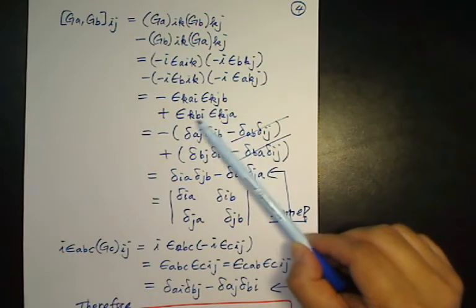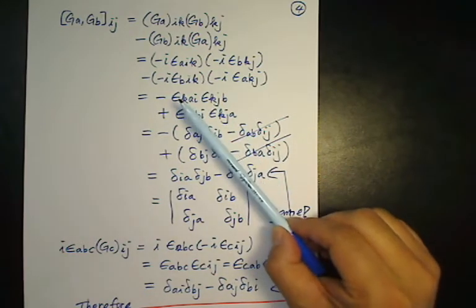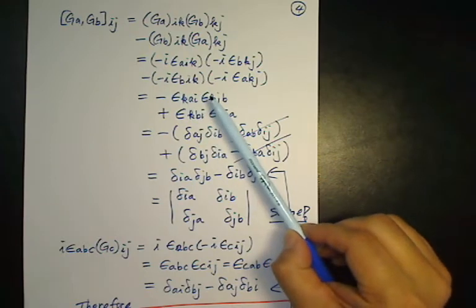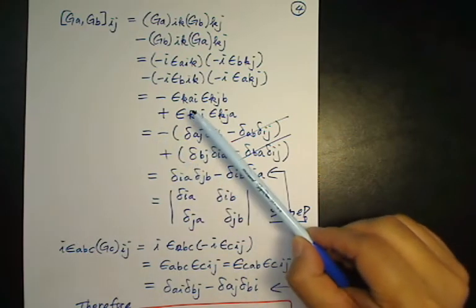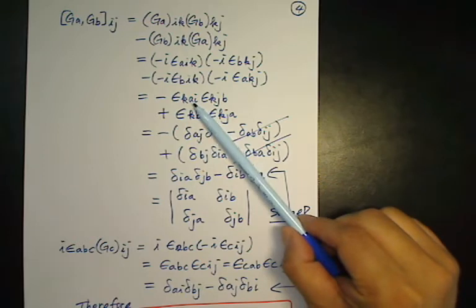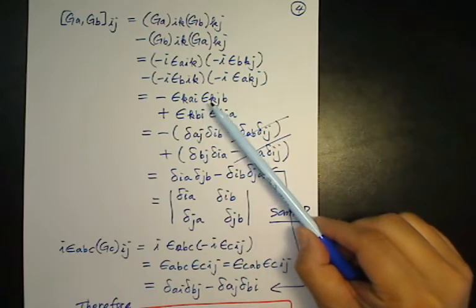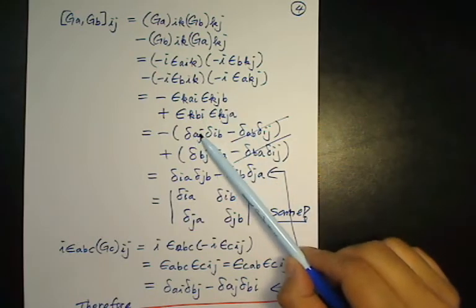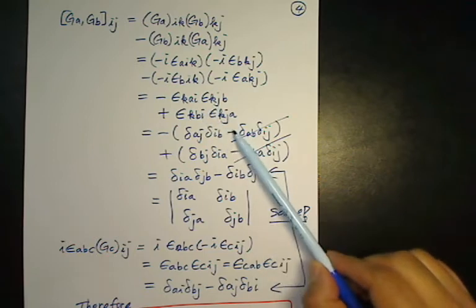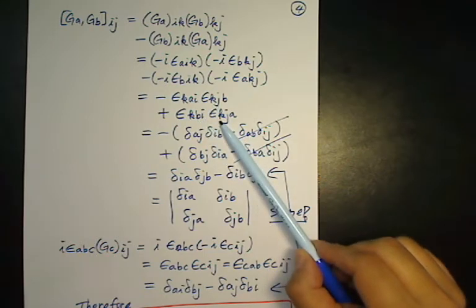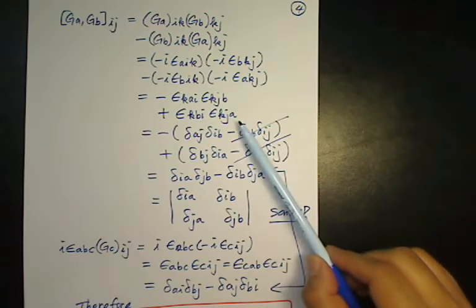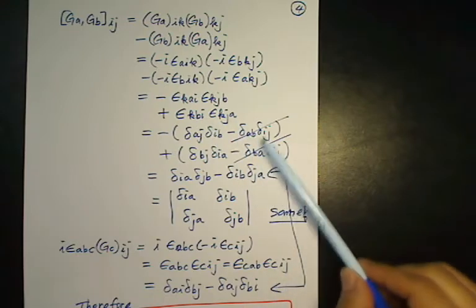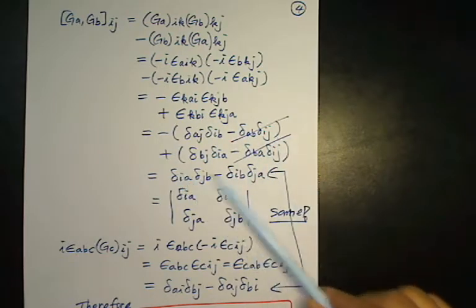So we have a repeated Levi-Civita tensor with a single repeated index. They are linear combinations of products of Kronecker deltas. That is, delta A J delta I B minus delta B J delta I A, minus delta B A delta I J, but they are the same, they cancel. So this is the final result.